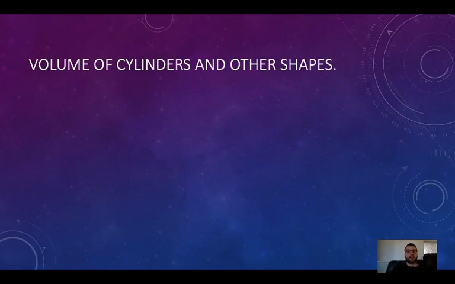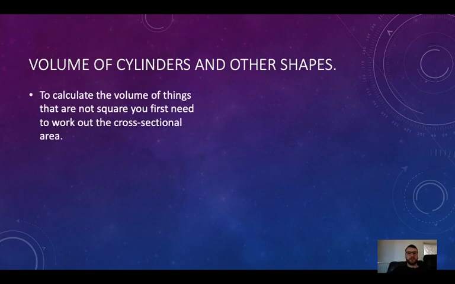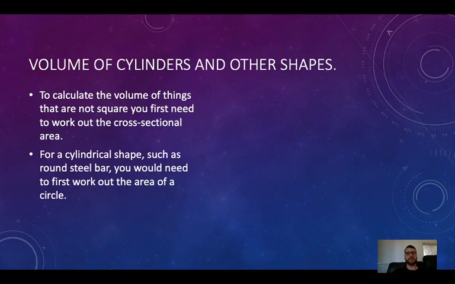So to work out volumes of cylinders and other shapes, to calculate the volume of things that are not square, first you need to work out the cross-sectional area. Now this is assuming it is a constant shape and it doesn't vary in diameter as it goes along. So for a cylindrical shape such as a round steel bar, you're going to need to first work out the area of the circle, which is going to be pi r squared.